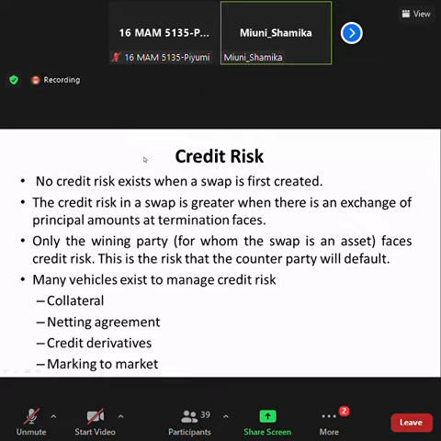Netting. I think you are learning this in detail in the international trade and finance subject. What is the meaning of netting agreement? Nobody knows. Okay, it's like this.